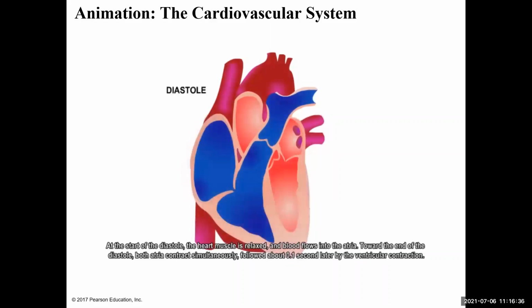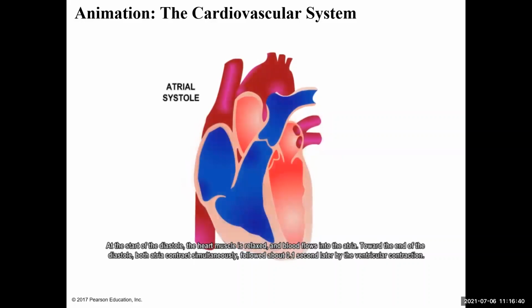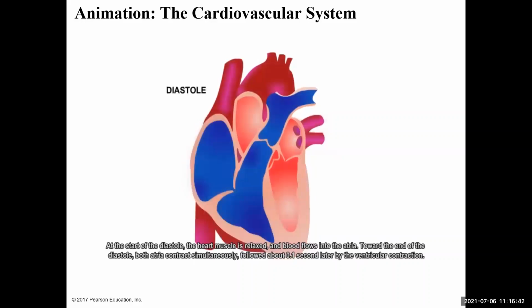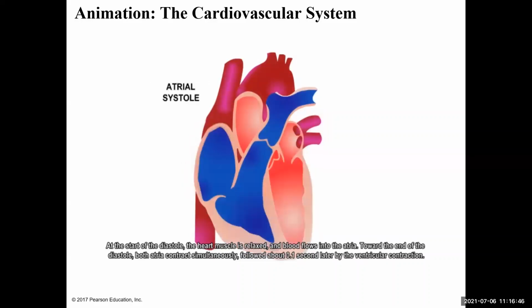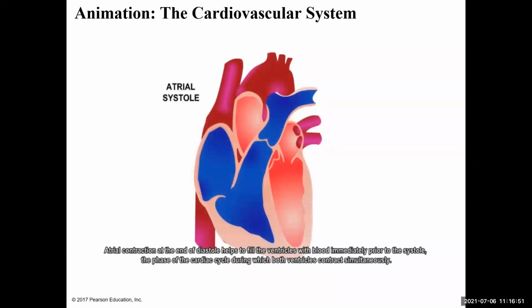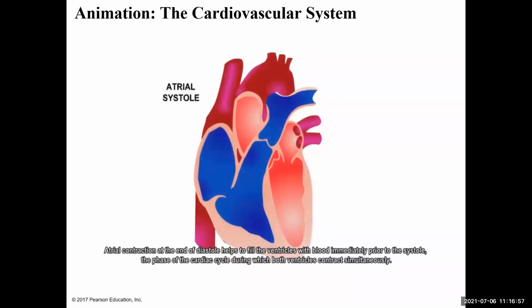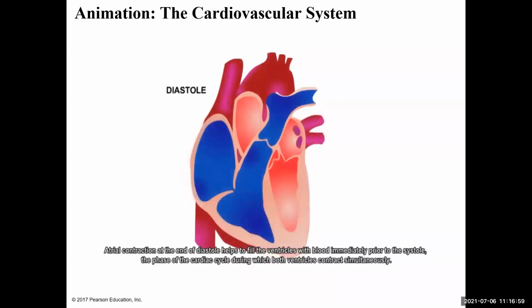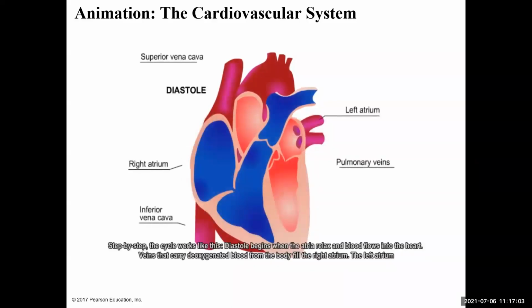At the start of diastole, the heart muscle is relaxed and blood flows into the atria. Toward the end of diastole, both atria contract simultaneously, followed about a tenth of a second later by the ventricular contraction. Atrial contraction at the end of diastole helps to fill the ventricles with blood immediately prior to the systole, the phase of the cardiac cycle during which both ventricles contract simultaneously. Step by step, the cycle works like this.